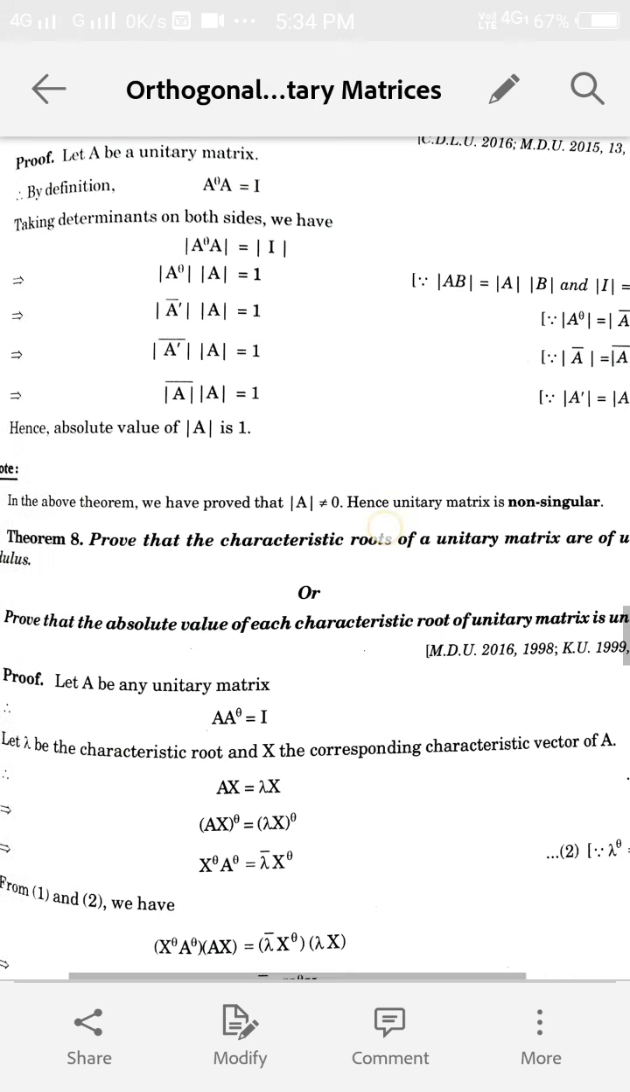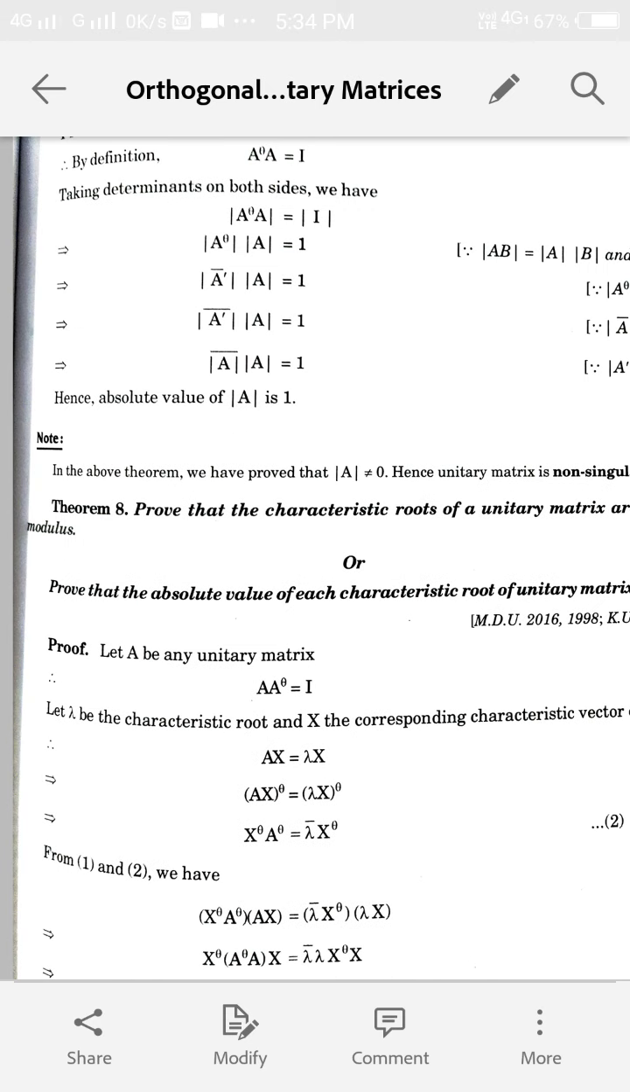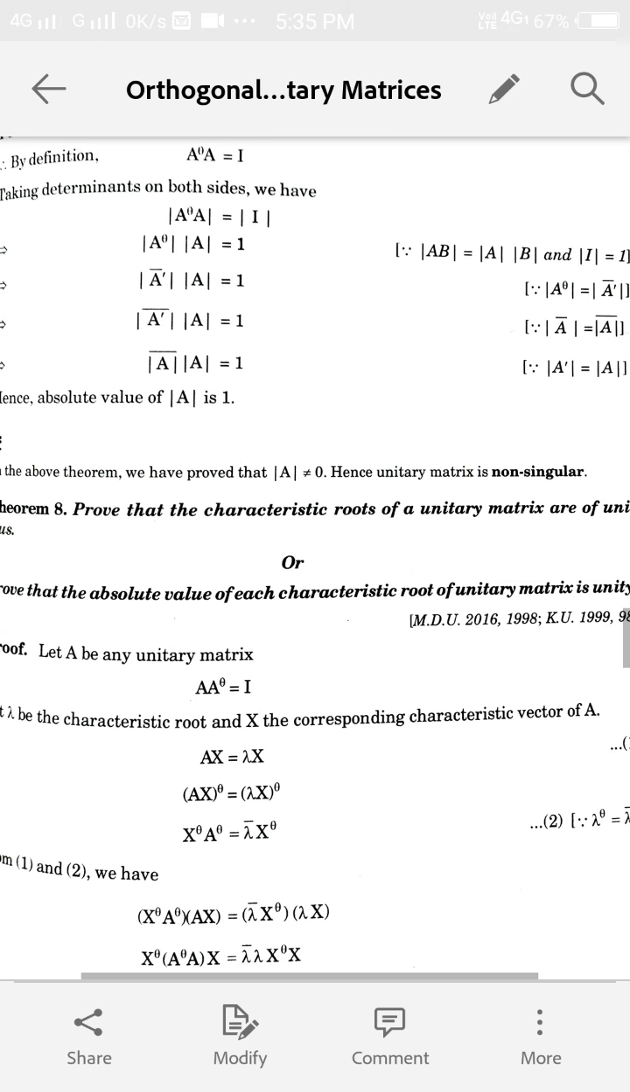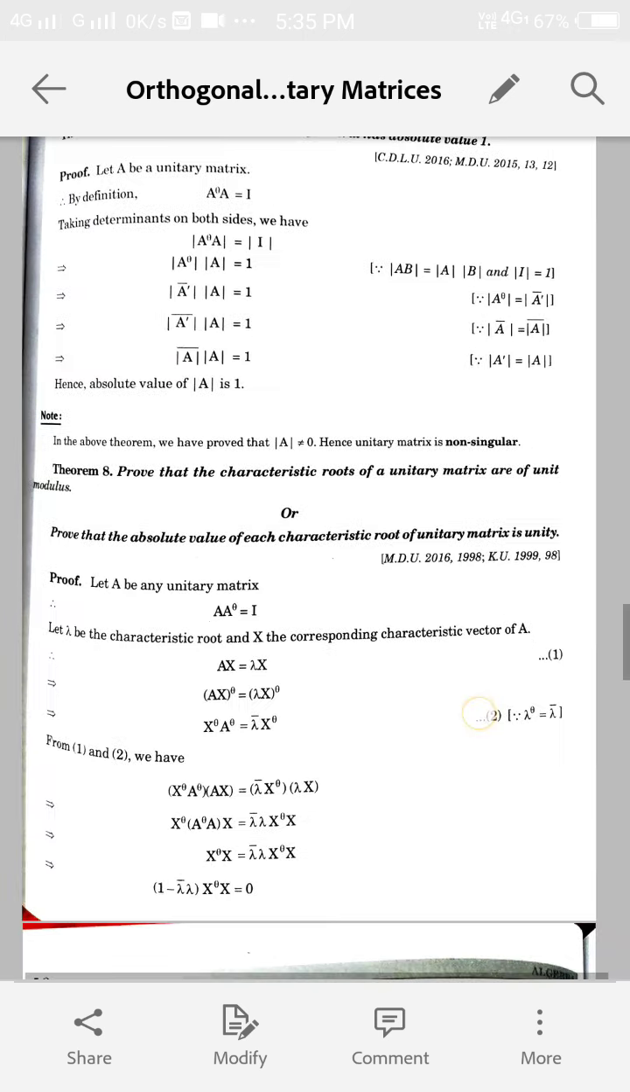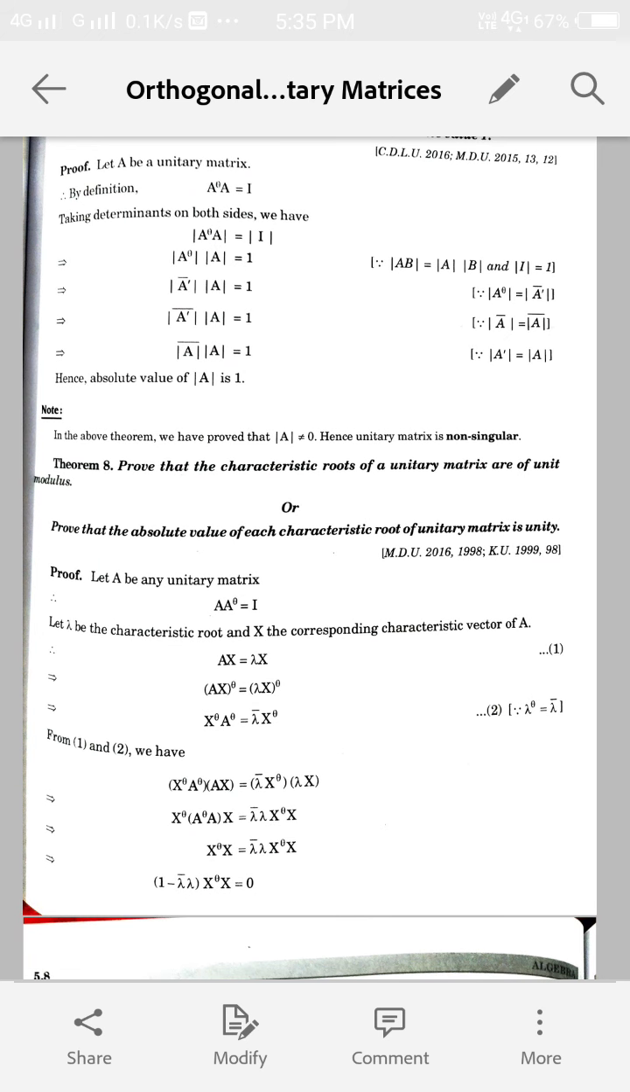Now here we are with determinant of A into determinant of A conjugate equal to 1, and from here we can say that the determinant of A square equal to 1 and determinant of A is plus minus 1, and here we have proved that the absolute value of determinant A is 1. And because it is non-zero, from here we can say that a unitary matrix is also a non-singular matrix. Now move on to the next property, and that is related to the characteristic roots of a unitary matrix.